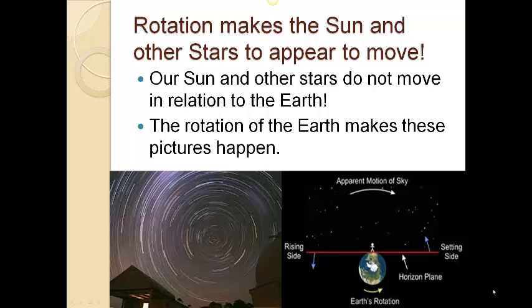Now, because of the rotation of the Earth, we can see these cool pictures. The thing that you're looking at on the right is the reason why the sun appears to come up in the east, which is the rising side, and on the west, that's what we call the setting side. So if you're looking up at the sky, the sun will appear on your left and will disappear on your right.